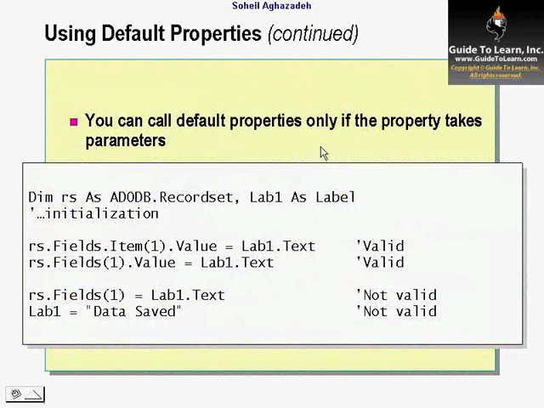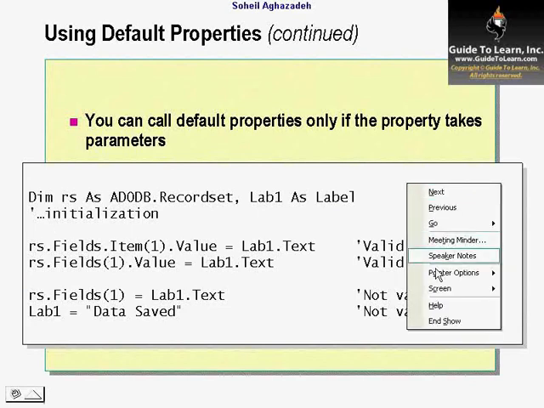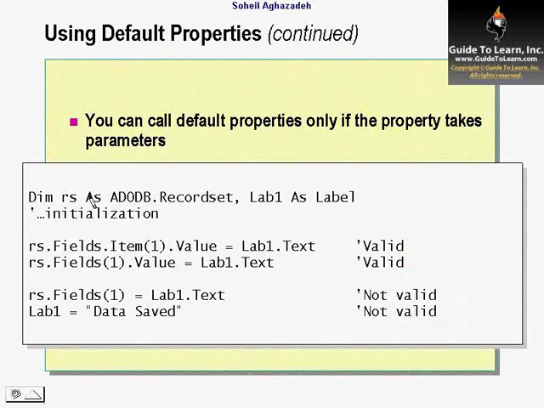As you see, you could call the default property only if the property takes a parameter, as we talked about in VB.NET. In this scenario, we are declaring a recordset. If you recall, as part of the ADO topic in VB6, we had the ADODB library, and you could create an instance of a recordset object. In here, the recordset had a collection of fields, and each field's collection had a collection of available items. You could refer to the first field and get the value for it, as you see in here. This is valid.